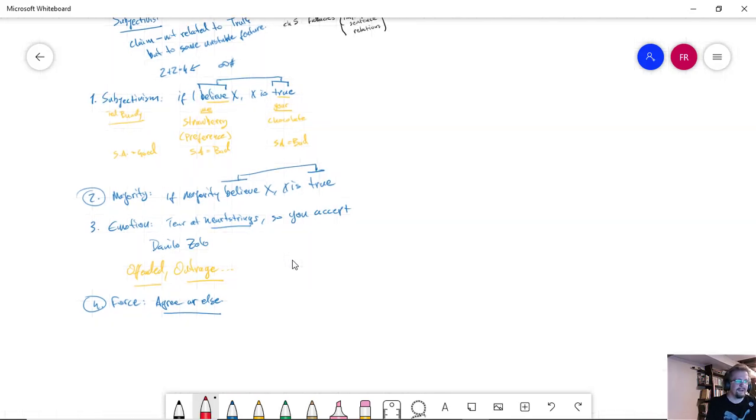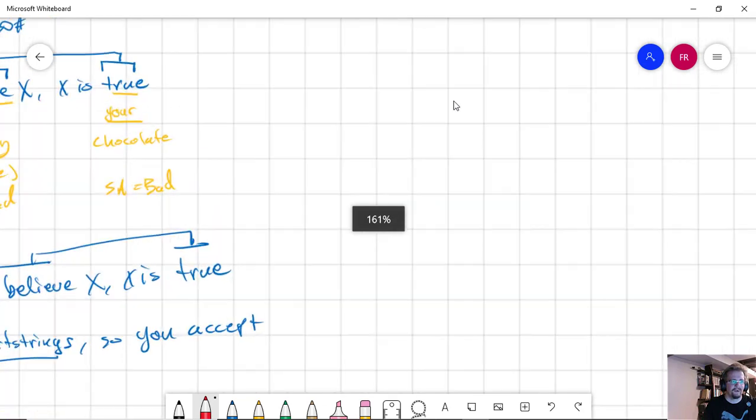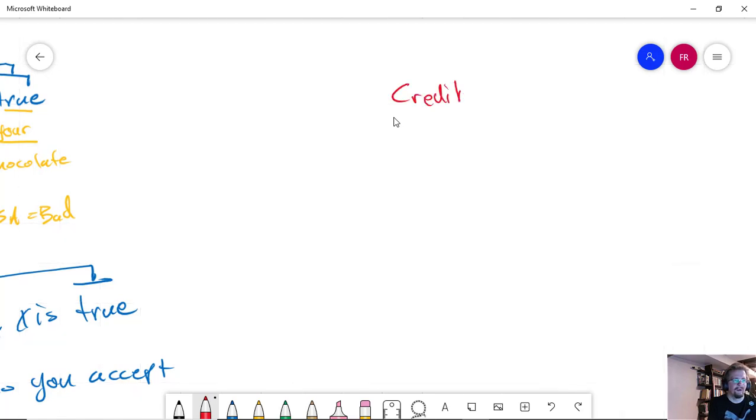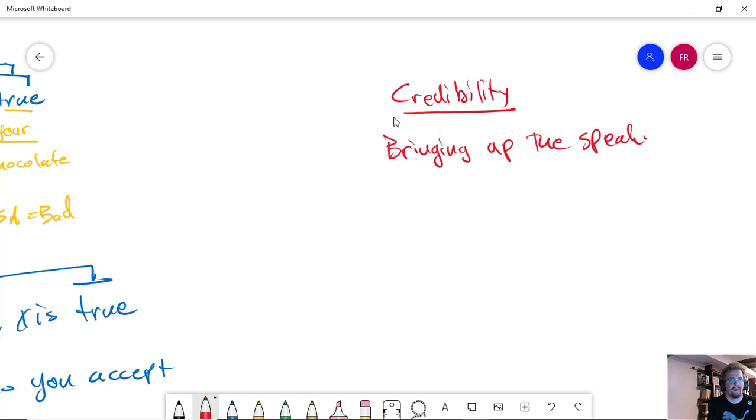The fallacies of credibility, it's really the same fallacy, it just works in 2 different directions. So, when we talk about credibility, what we're doing is bringing up the speaker instead of the argument. And we are doing so in a bad way.